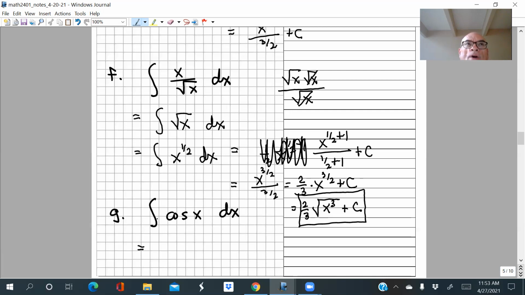What function, when I differentiate it, will give me cosine of x? That's how you get the answer here, right? Okay, so you guys know this very well now, right? Because you've differentiated a lot now, so you know what function, when you differentiate it, is going to give you cosine of x, right?